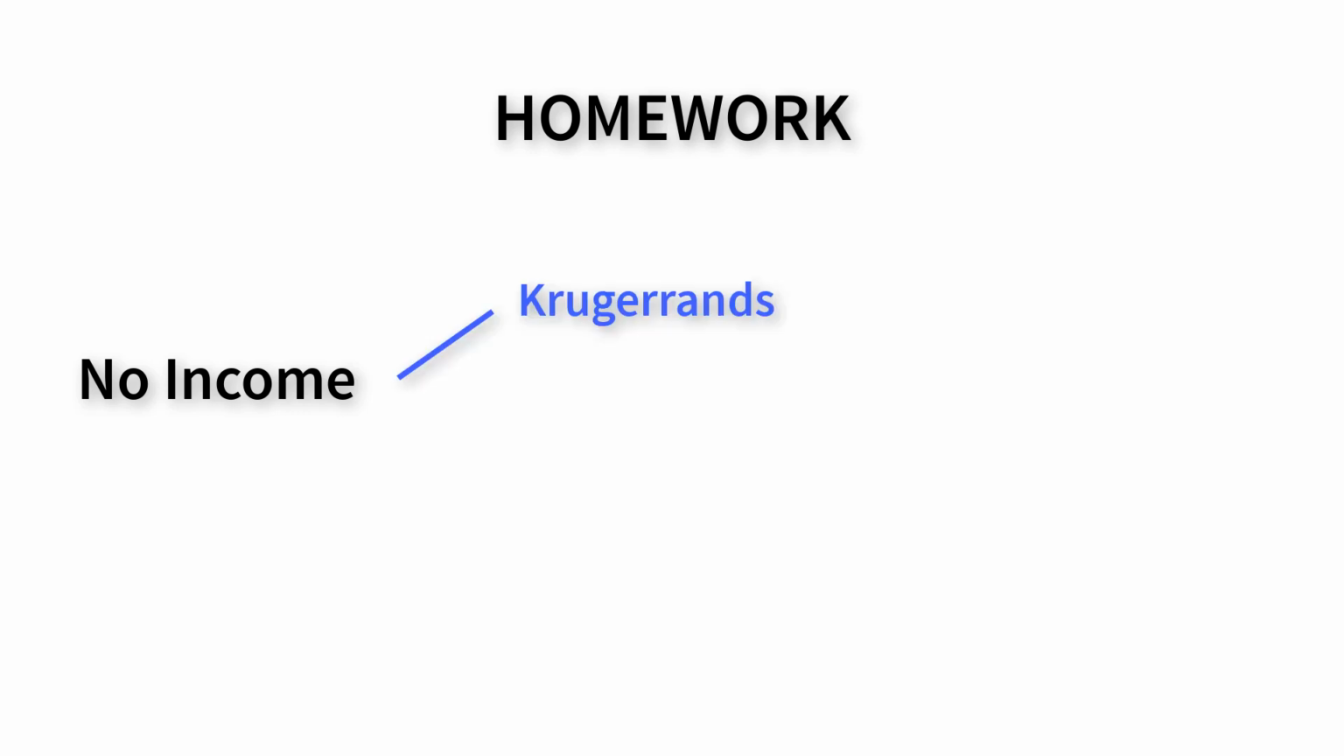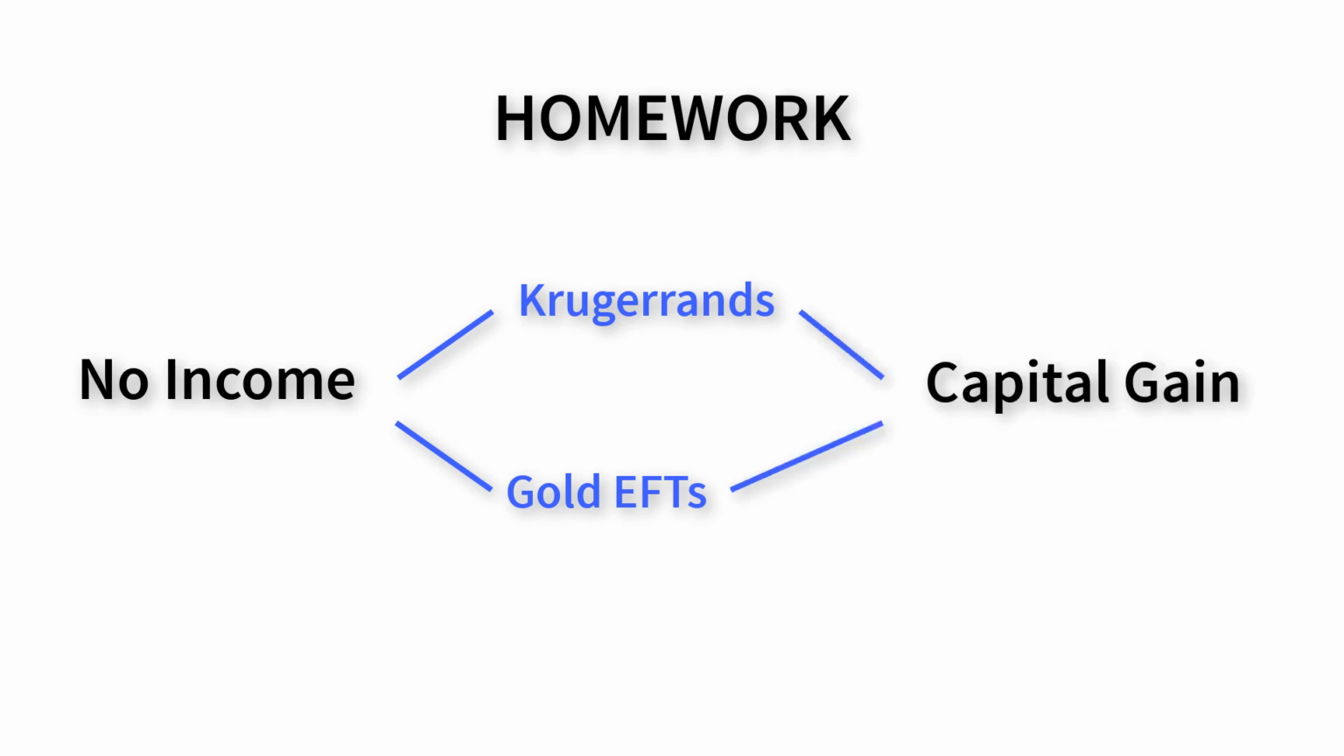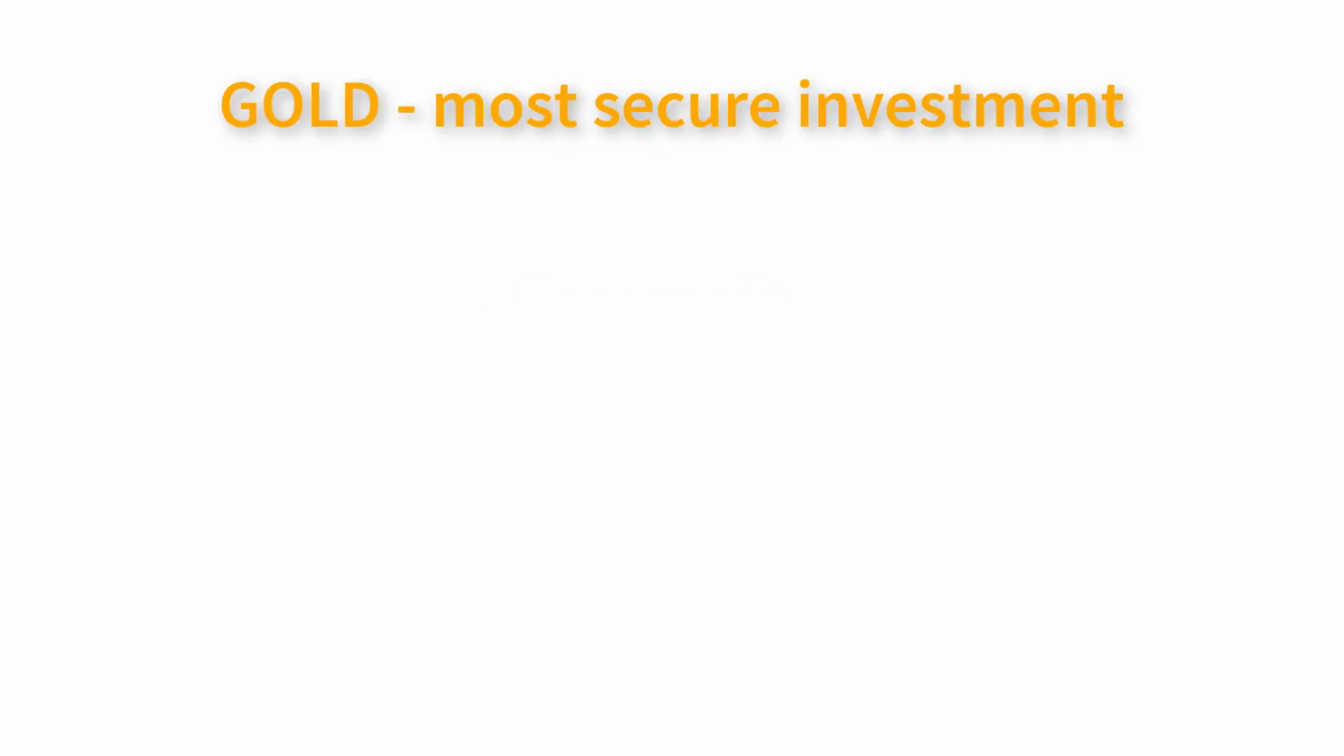As we said earlier, some investments offer no income at all, like commodities. Krugerrands, for example, don't pay any interest, rent, or dividends, and they don't add 10% to their weight every year. The only reason that people invest in Krugerrands or gold exchange-traded funds is that they hope to make a capital gain. Or perhaps they are looking for the security that gold offers. Gold is the most secure investment that you can make. It protects you against the weakness of paper currencies.